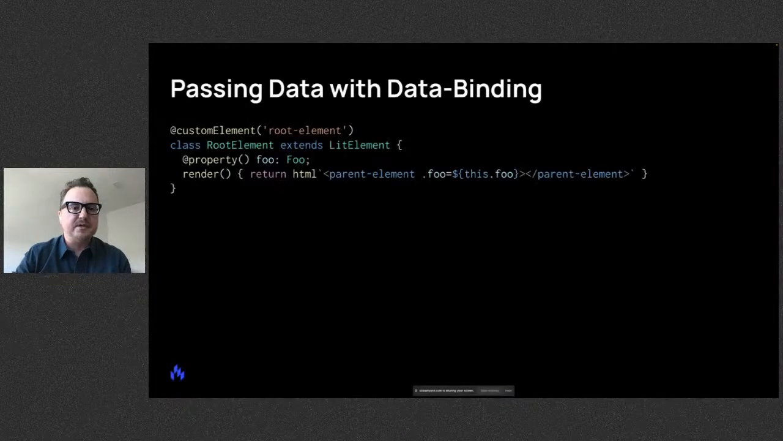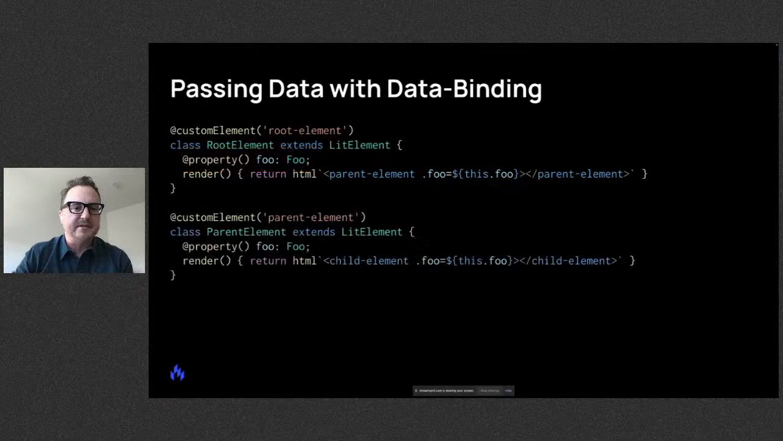And so here we have our root element. We're going to implement this, and we're going to have this value foo here, which we want to pass around. So you can see that we have foo as a reactive property on the root. We're going to initialize that somehow. I won't show that here. And then we need to pass that down to the parent element.